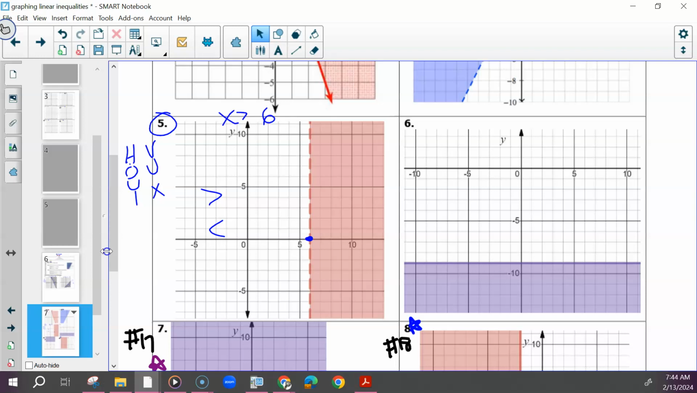Wait, how did you know it was greater than? Wait, not that it was greater than, but never mind. Okay, you figure it out.